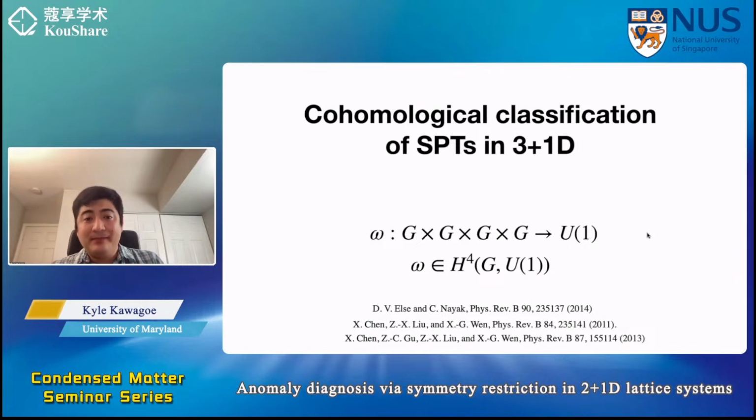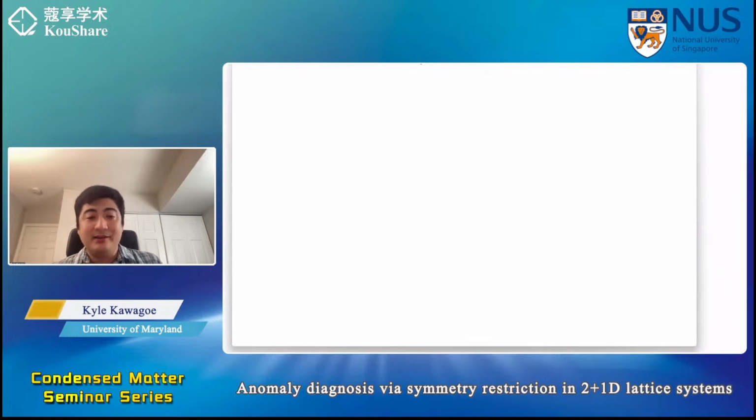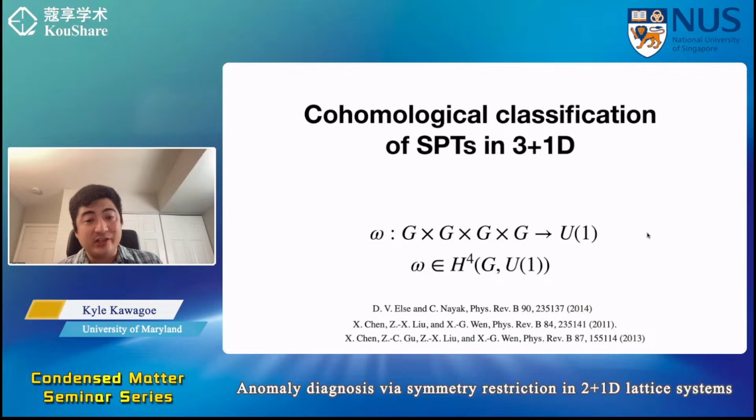But the general idea is that there's some function. So say G is your symmetry group. There's some function, omega, which takes in four elements of the symmetry group and spits out a complex phase, so something living in U1. And these different SPTs, at least within the cohomological classification, are completely characterized by this function.